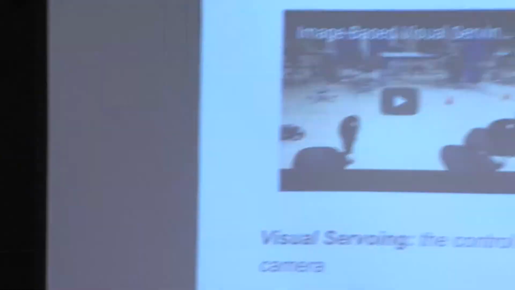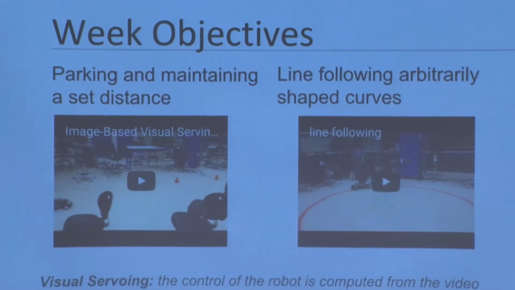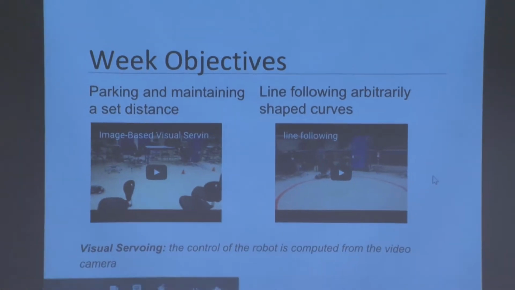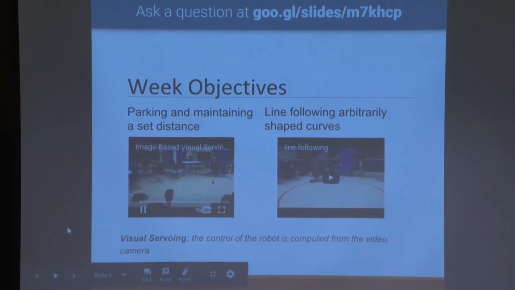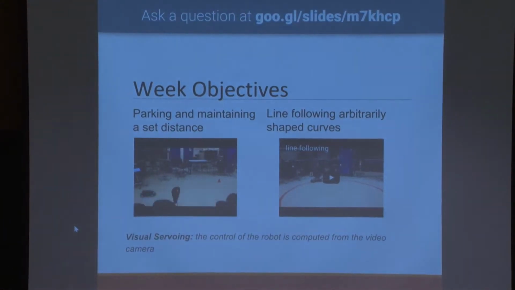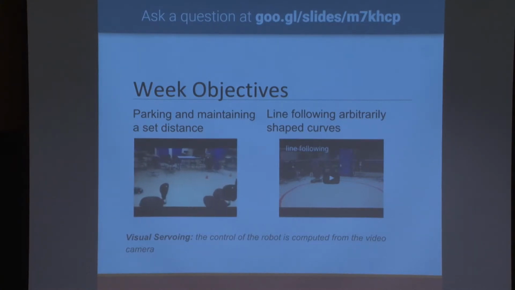I'm going to play a few videos for you. The video on the left is supposed to be parking at a cone. It's going to take a little while. This is a video from students in the class this past year. And again, it's just using the onboard camera to determine how the car should drive, and even when the car should stop.